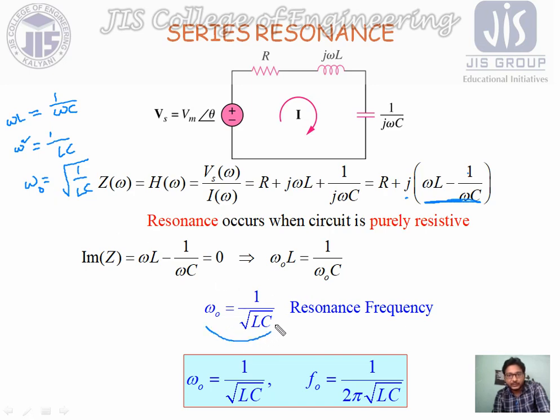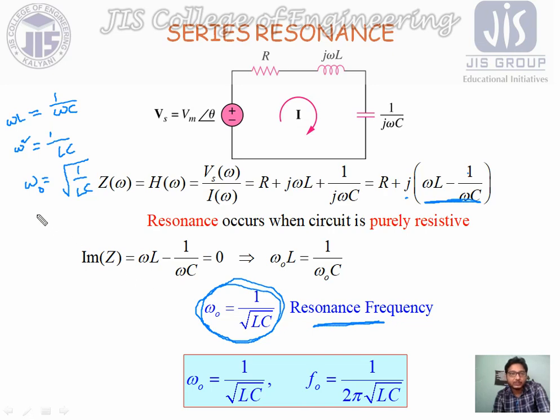So this frequency is called the resonant frequency. It means the frequency at which resonance occurs for that particular circuit is called the resonance frequency. So we can calculate the resonance frequency in such a way.